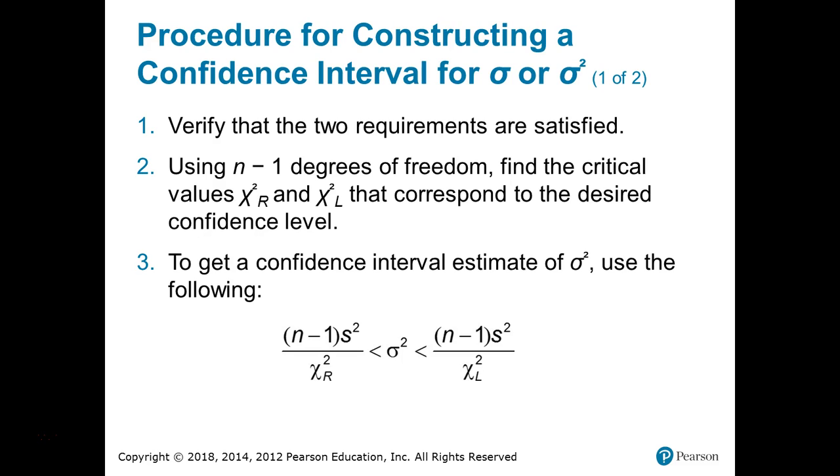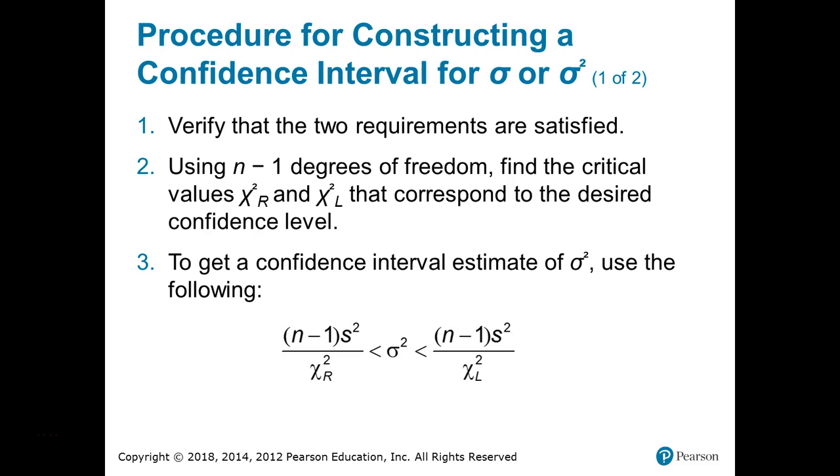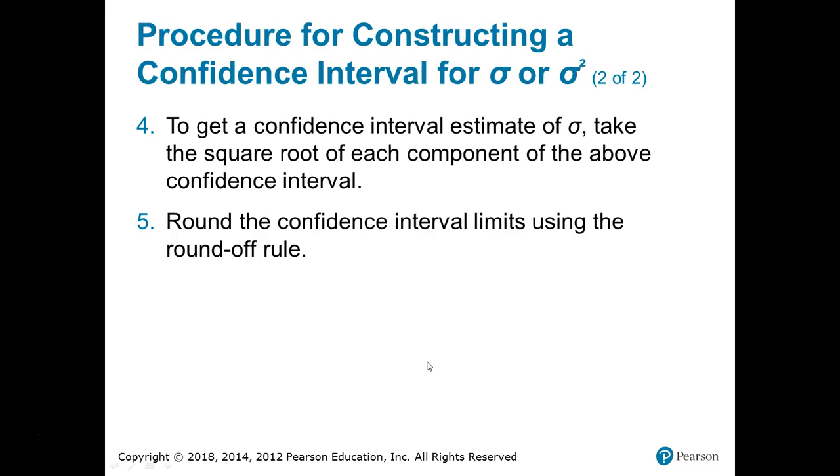3. To get a confidence interval estimate of the variance, use the following formula right here. The actual population variance is bounded to the left by this and to the right by that. We are whatever percent confident that that statement is true. And then to get a confidence interval estimate of sigma, take the square root of each of these sides. So same formula, just the square root of each side. And then round the confidence interval limits using the round-off rule.